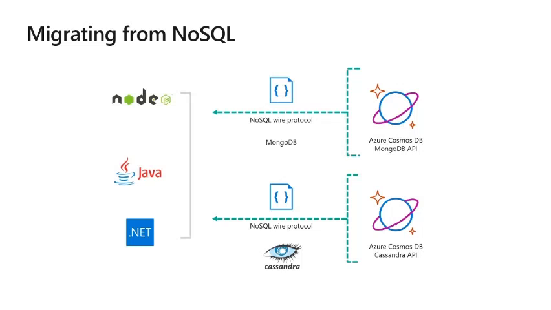Next is migrating from NoSQL. Azure Cosmos DB has a MongoDB API and Cassandra API to provide a NoSQL service offering for two of the most popular NoSQL database platforms. Both APIs are protocol compatible, with Cassandra API supporting CQL v4 and MongoDB API supporting MongoDB v5. Many applications can be lifted and shifted to Azure Cosmos DB without the need to rewrite any code. So you can lift and shift your existing MongoDB or Cassandra, and you go to Azure.